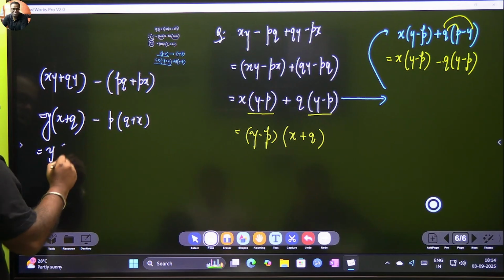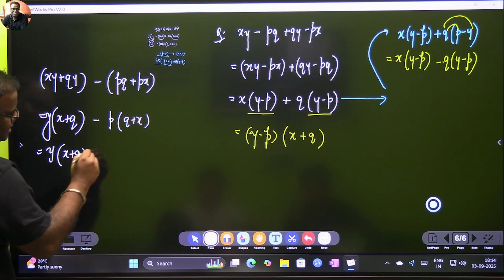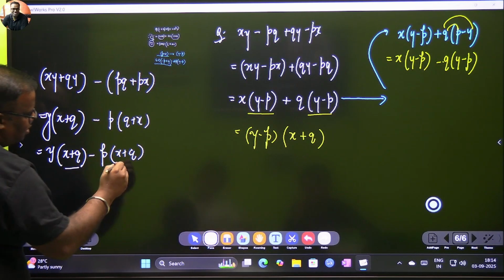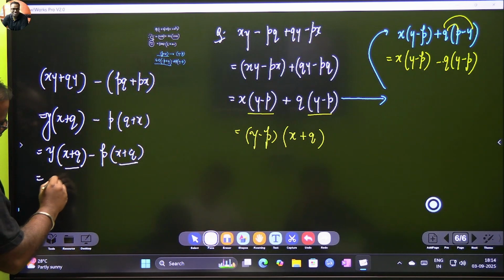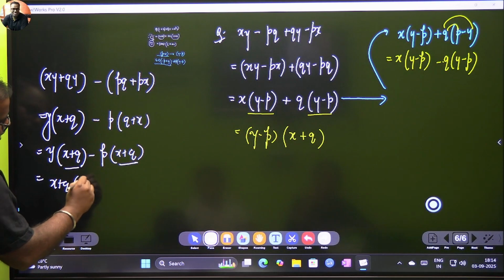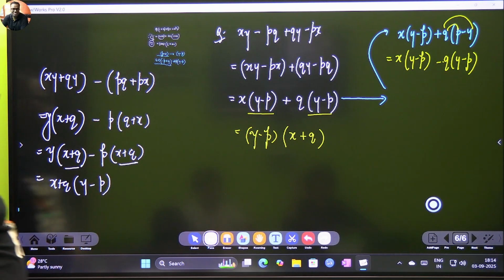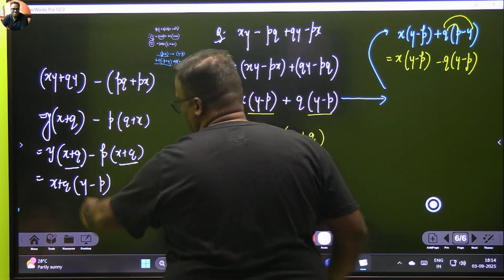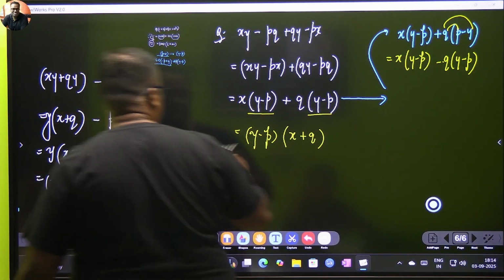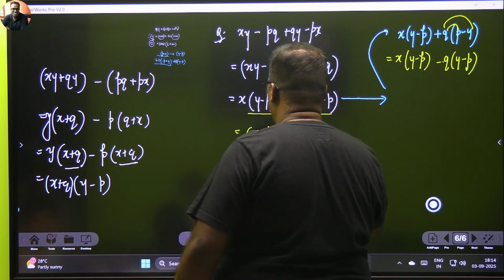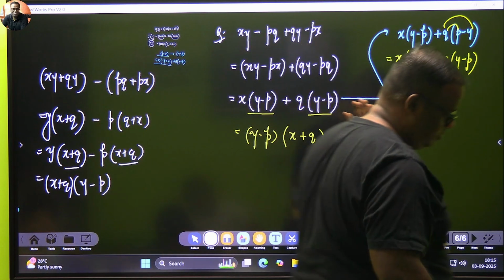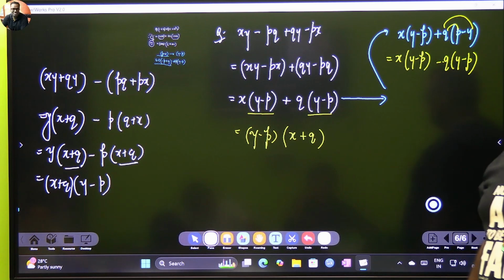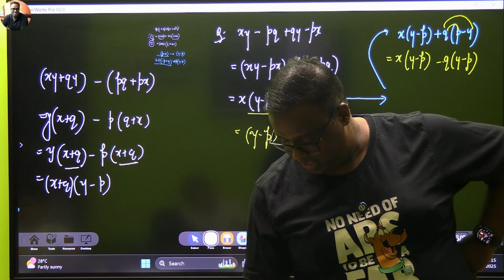But still, we are little small kids, so we will write it in steps. Now do you see it? So take this common now. Then inside you find the same bracket. Problem done. Just look at the answer: y minus p, x plus q. Look at this answer. Job done. You understood?